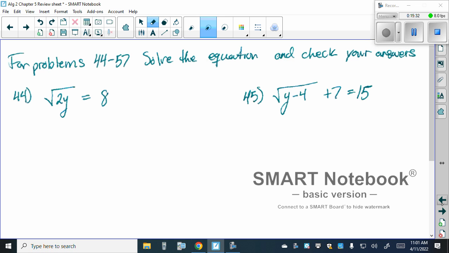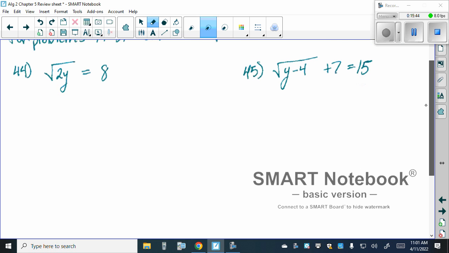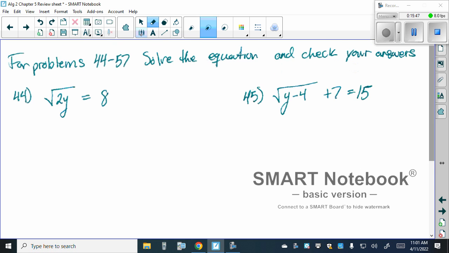So looking at 44 and 45, is there a question on 44, 45, or one of these that we want to look at? We can do 45. Now, whenever we solve these here, the first thing we want to do is to get the radical by itself, no matter what the power is. So here we have the square root of y minus 4 plus 7 equals 15. So is the radical by itself?